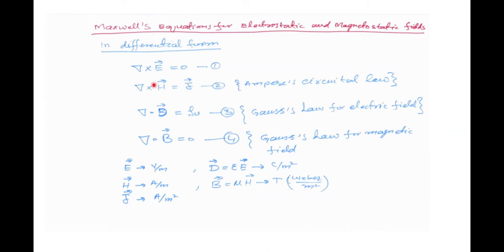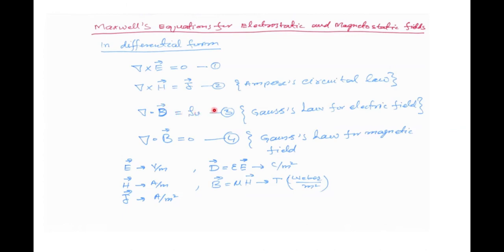Del cross represents the curl of a magnetic field, which you have already learned in the last lecture. What is curl? Curl produces circulation. This circulation does exist in the presence or in the absence of the current source.